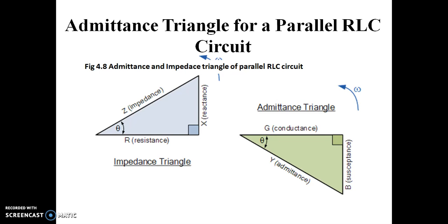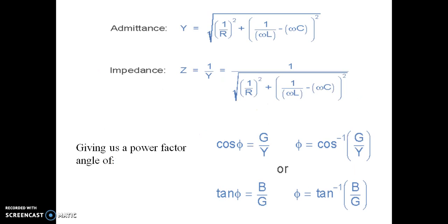By taking the inverse, for drawing the admittance triangle, we have taken the conductance as the reference and we have drawn susceptance accordingly, and we have got the admittance vector. So admittance Y is equal to root over 1 by R square plus (1 by omega L minus omega C) whole square. Impedance, which is the inverse of admittance, is equal to 1 by Y, which is 1 by the above expression. So the power factor cos phi is given by G by Y, and tan phi is equal to B by G.